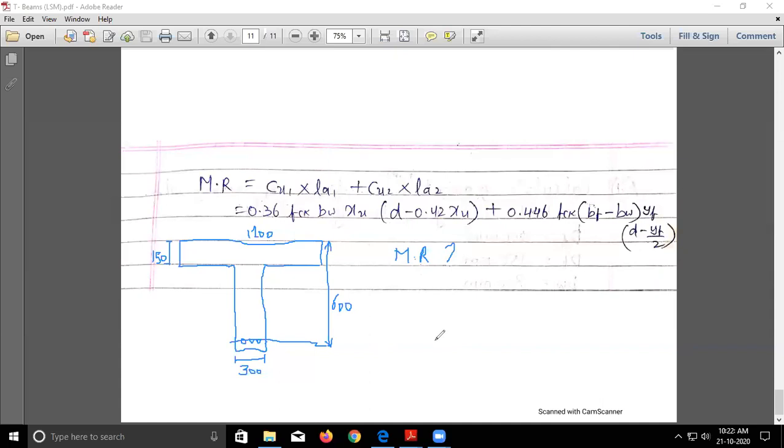So how to proceed in T beams? First you will have to assume any one of those cases we have discussed, proceed and find out the value of XU, and then check if it satisfies the condition. Then your assumption is correct, and then you can find out the MR. So first write down: assume XU is less than DF, and then find out the value of XU.